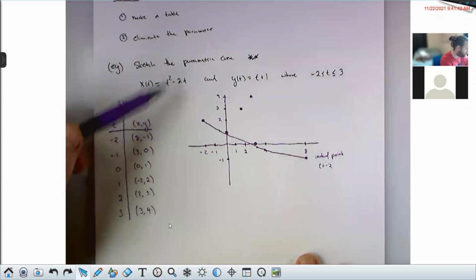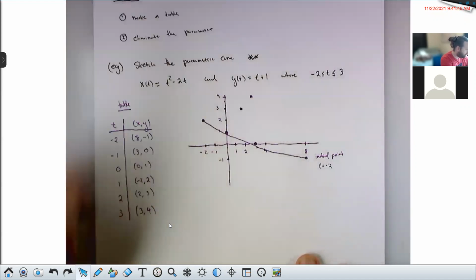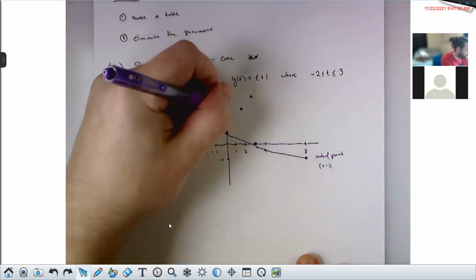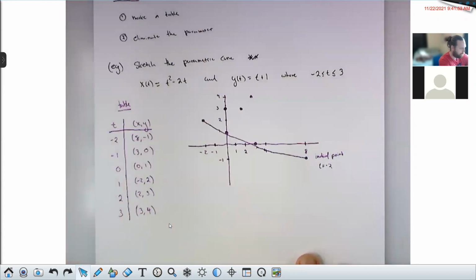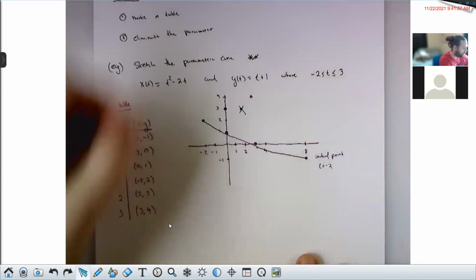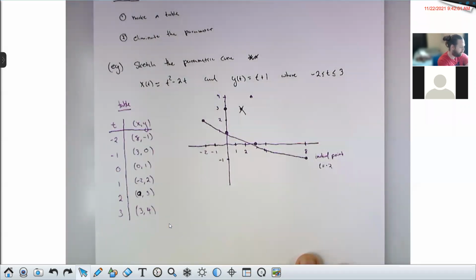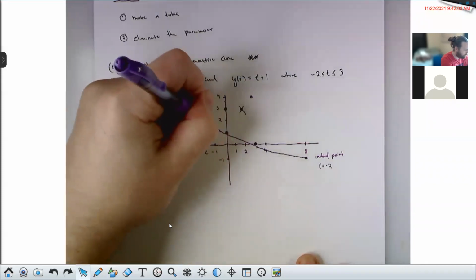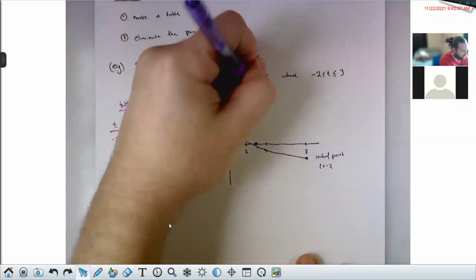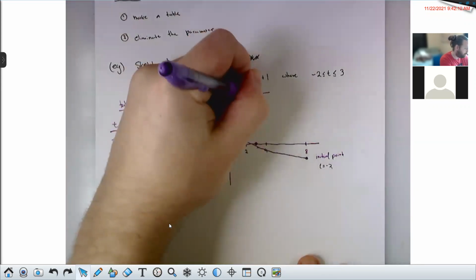Oh yeah, this should be 0. I'm so sorry. This should be 2, 0. Yeah, or sorry, 0, 3. Yeah, I moved up. 0, 3. There we go. Okay. And so what we end up with here is something looking like this. And I call this my terminal point.